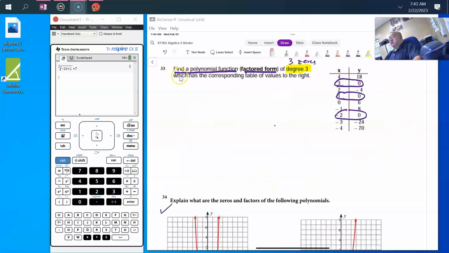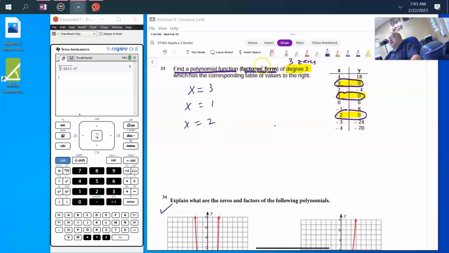33, what you have to do is find a polynomial in factored form, and it's degree 3, and we notice we have 3 zeros. And like I told you in class, you have to find the zeros. In this case, we know the zero is where the y value is 0. Now, do not get misled. We do have a 0 here, but that's on the x. So if I had to list the zeros, I would say x equals 3, x equals 1, x equals 2. And you notice that it's degree 3. So that means there are 3 zeros, and here are the 3 zeros.